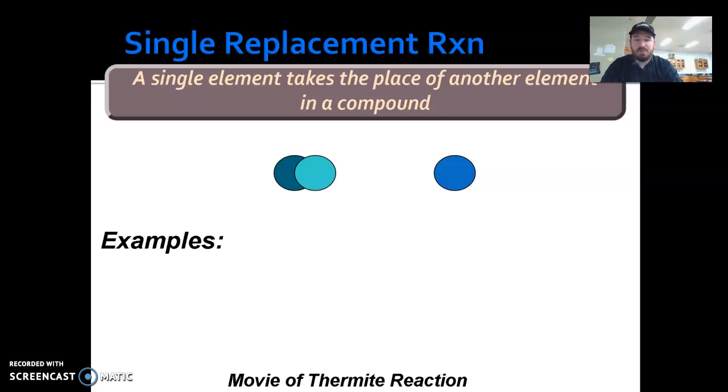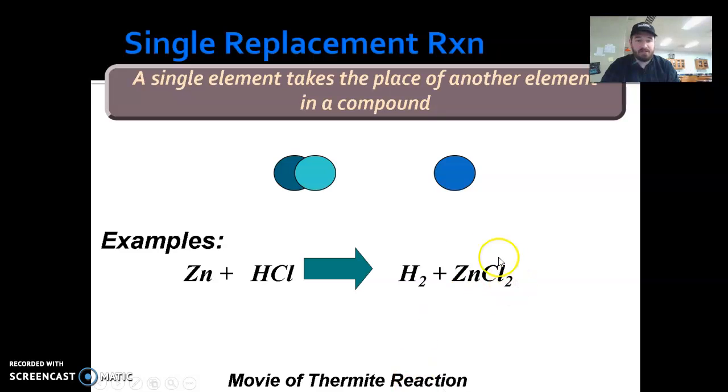All right, so our examples here, we have zinc, which is Zn, plus hydrochloric acid, HCl. And after reacting those two together, we'll get a zinc chloride compound, and it kicked out the hydrogen. You can see how the zinc comes in, kicks out the hydrogen, and steals the chloride. The zinc was Trey Songz in this example.